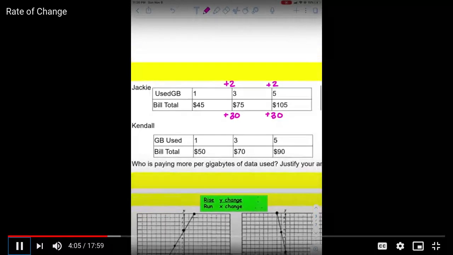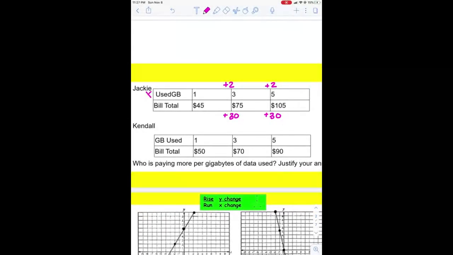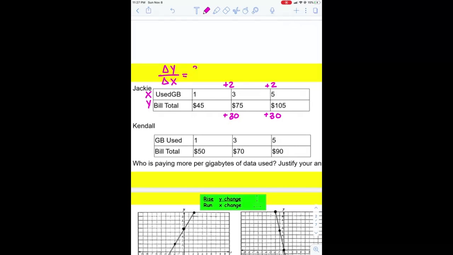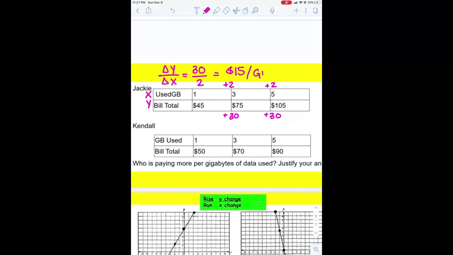So the top row in a table is always your x, and the bottom row is always your y. So remember, I take my change in y over my change in x. In this case, that's 30 over 2. And I see that Jackie's paying $15 per gig of data used.